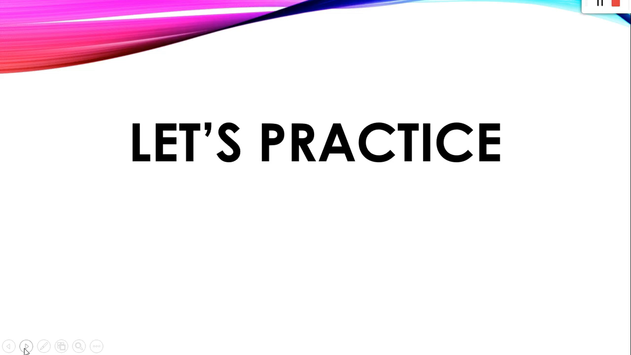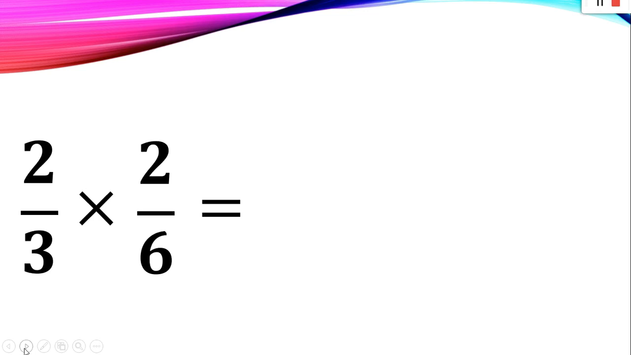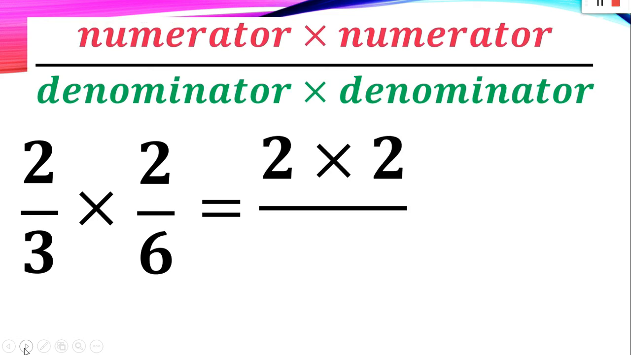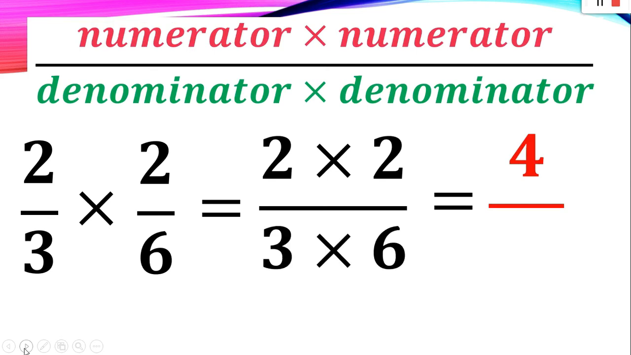Now let's practice. 2/3 times 2/6. Do you remember the rule? Numerator times numerator over denominator times denominator. 2 times 2 will give us 4. 3 times 6 will give us 18. Can we further simplify 4/18?